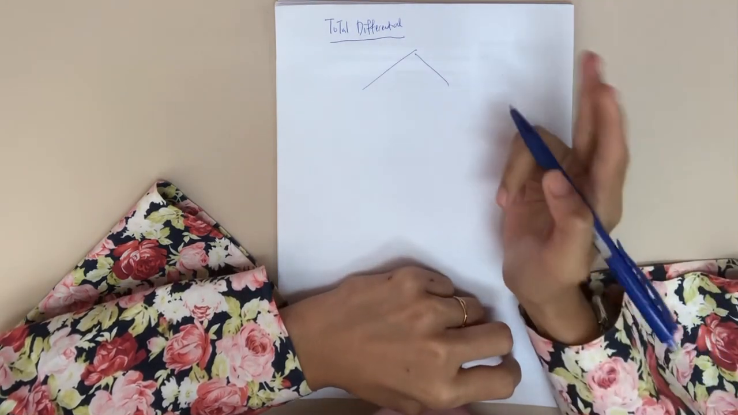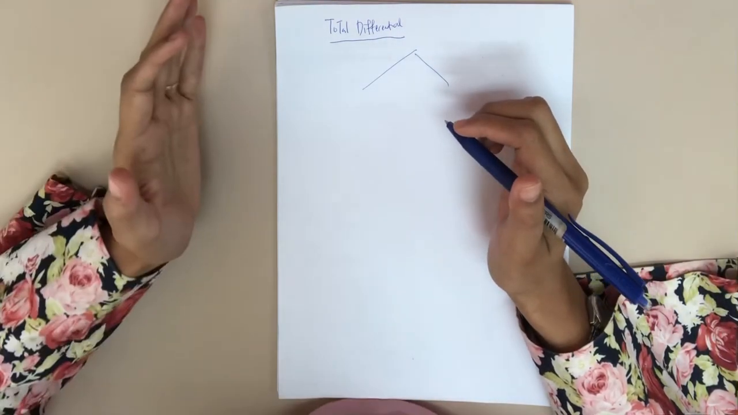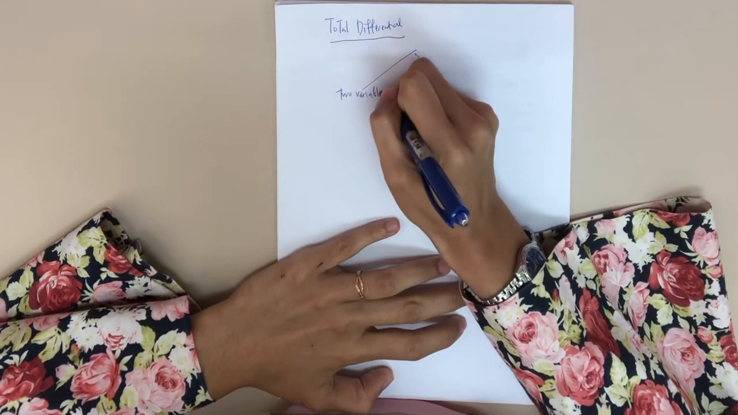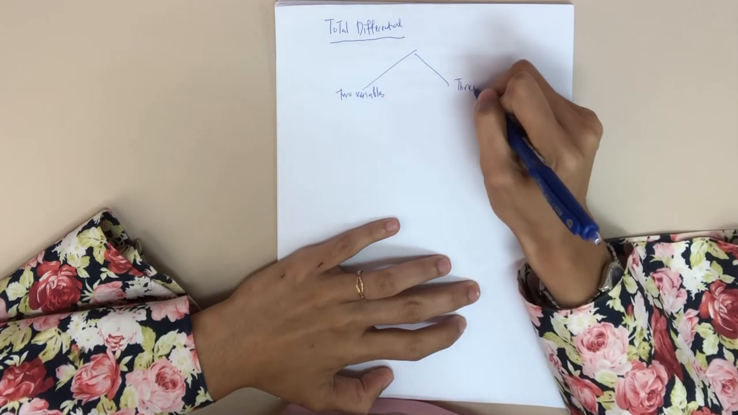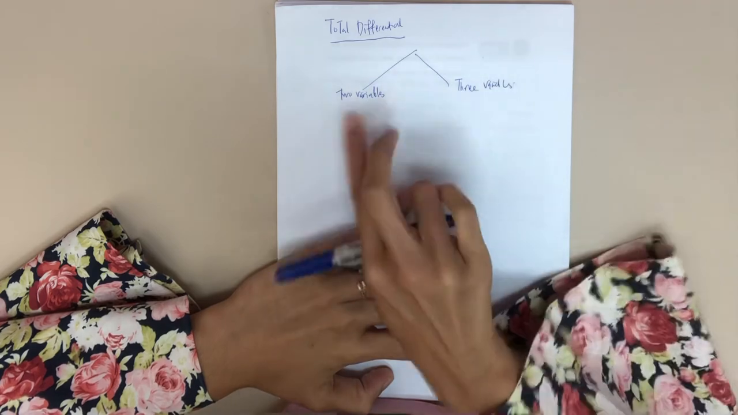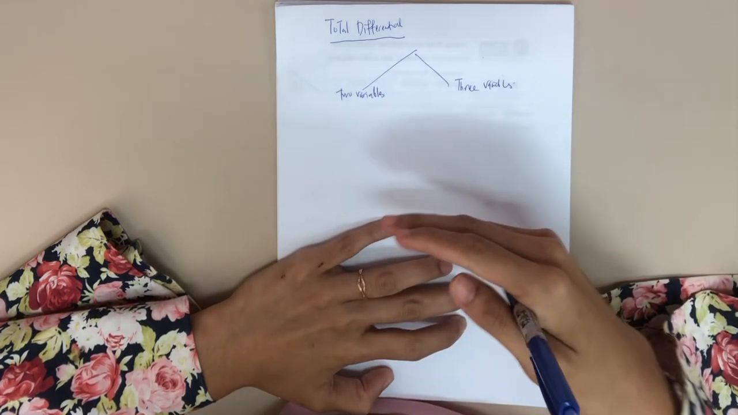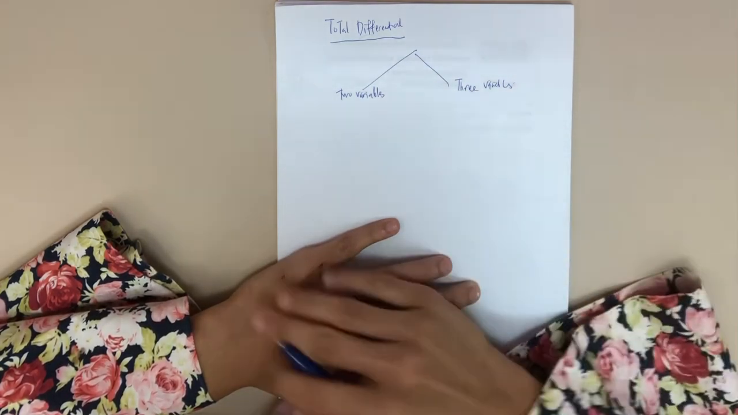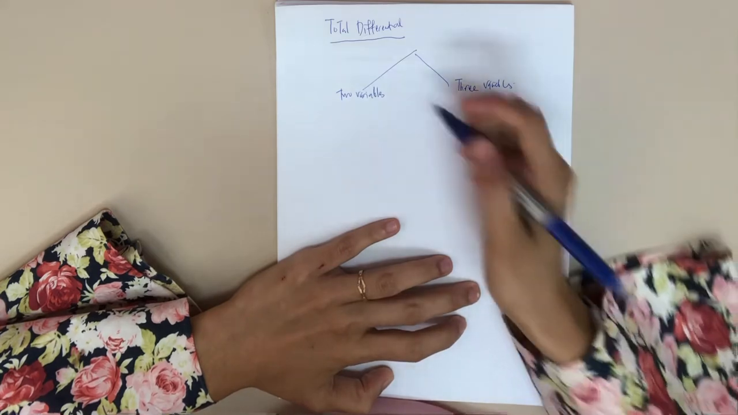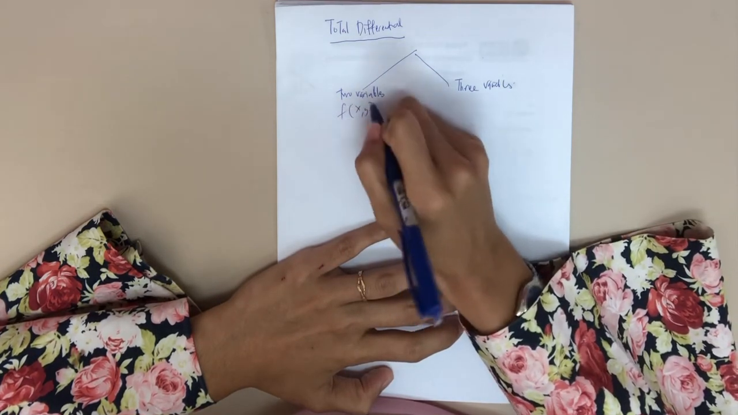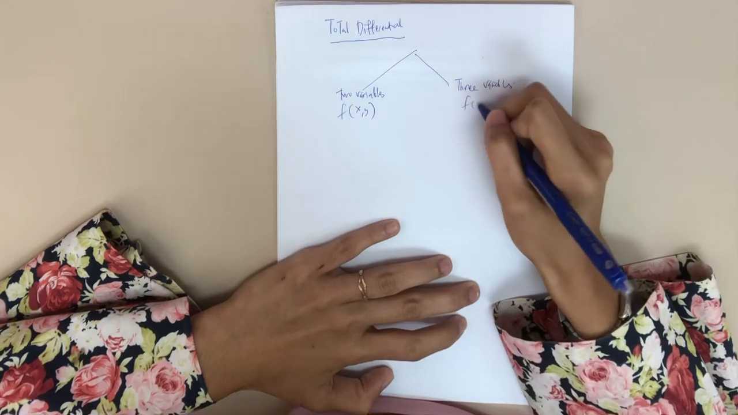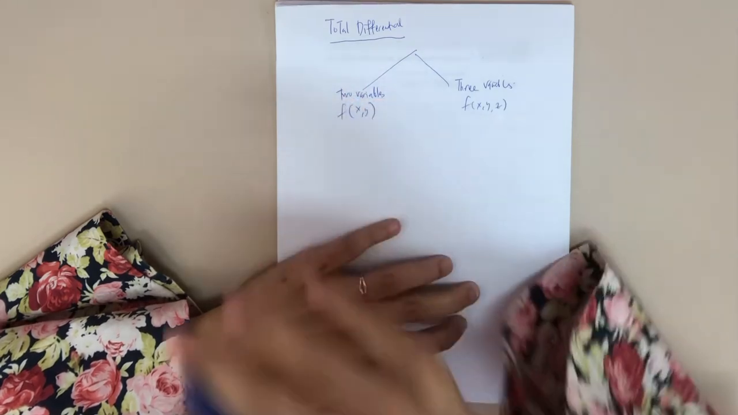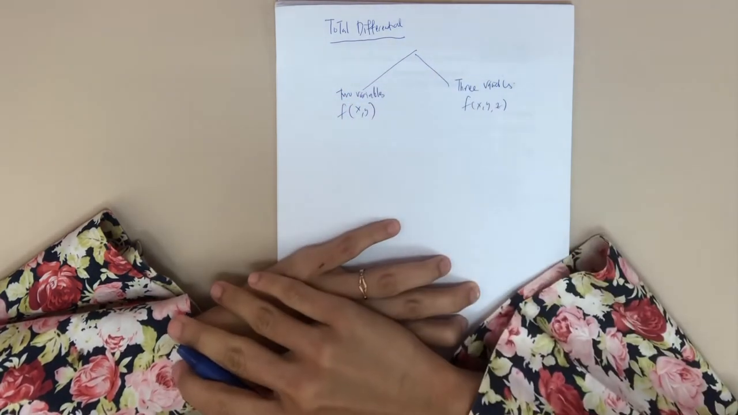We have two cases: two variables, and also three variables. Two variables means a function involving x and y, and a function with three variables may involve x, y, z. So I write here x, y for your function involving two variables, and x, y, z for three variables. For two variables, the formula for the total differential is given by this.